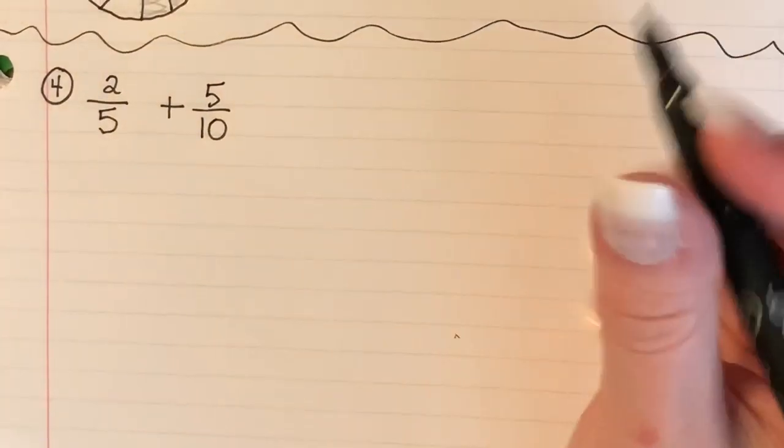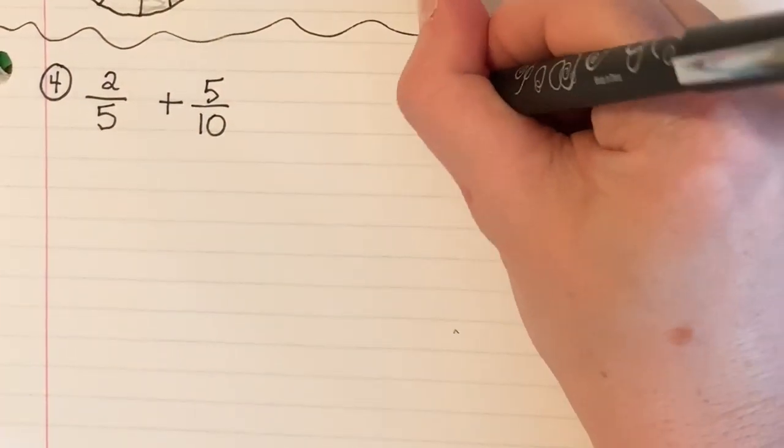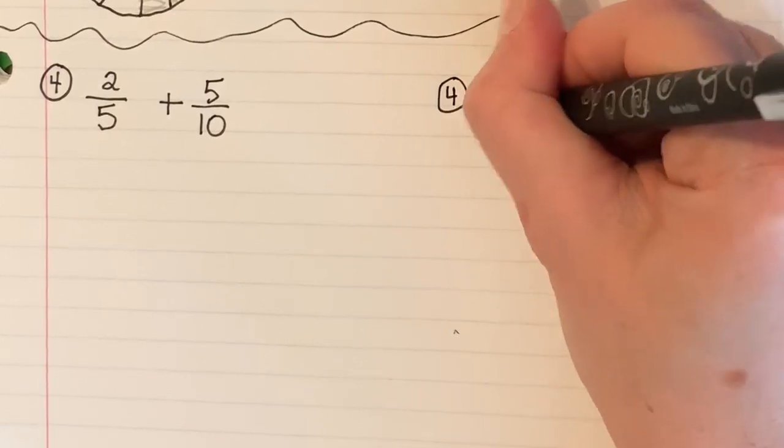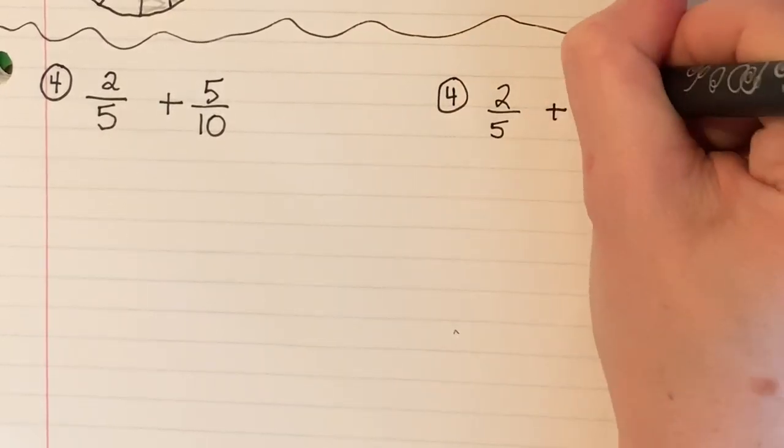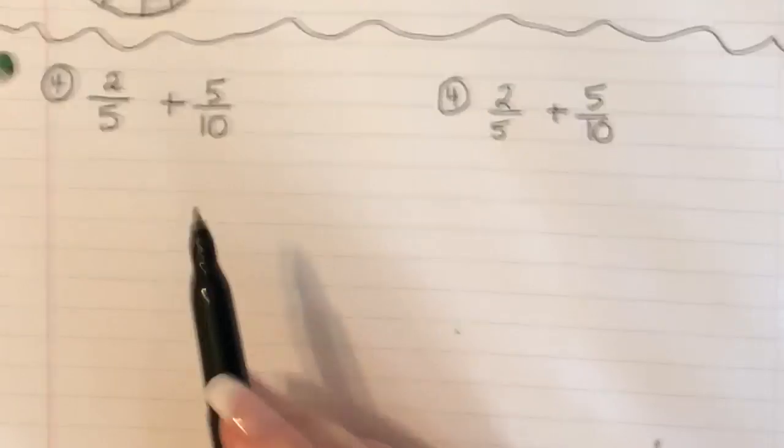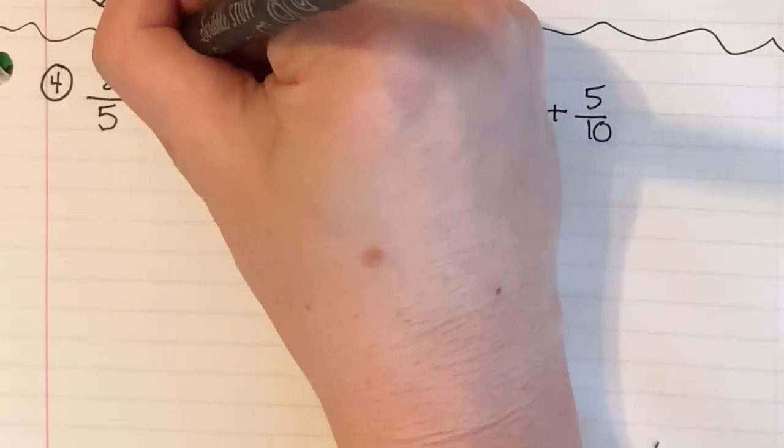Now for the moment you've all been waiting for, let's learn how to add and subtract fractions with unlike denominators. Let's get going. Okay, I am writing this example down twice because I am going to show you two ways to solve it. The first way is going to be the traditional way.